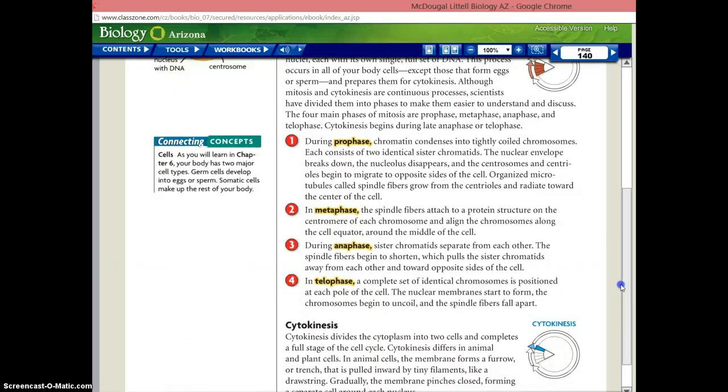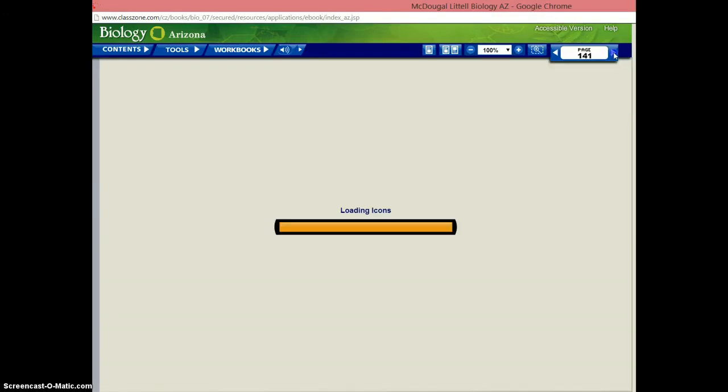The fourth phase, telophase. In telophase, a complete set of identical chromosomes is positioned at each pole of the cell. The nuclear membranes start to form, the chromosomes begin to uncoil, and the spindle fibers fall apart. We can see here that the chromosomes begin to uncoil. Remember that loose, stringy yarn? Well, by the time the cell gets back to G1, which it's almost there, telophase is followed by G1, we need to start using that DNA to make RNA, and then eventually more DNA, and then more RNA again when it gets back to G2. So let's check out telophase.